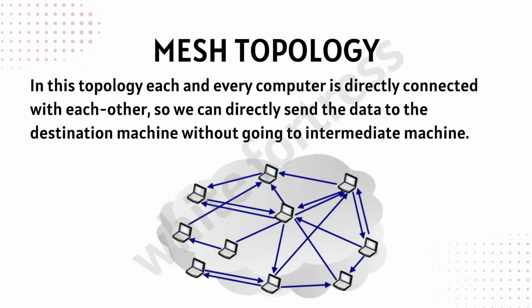I hope this term is clear to you. What is data collision? It means in a single cable, two devices are sending data to each other simultaneously, and then the data collides, those packets collide with each other, and there is loss of packets. That is your data collision.